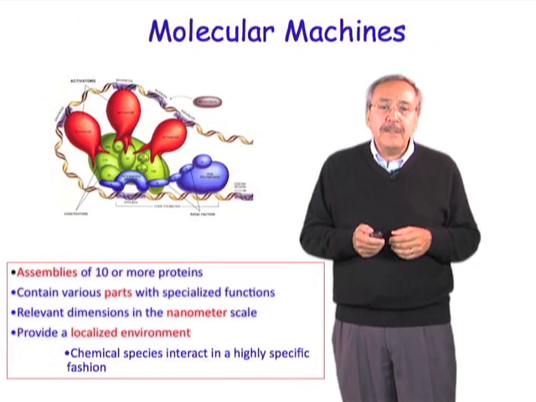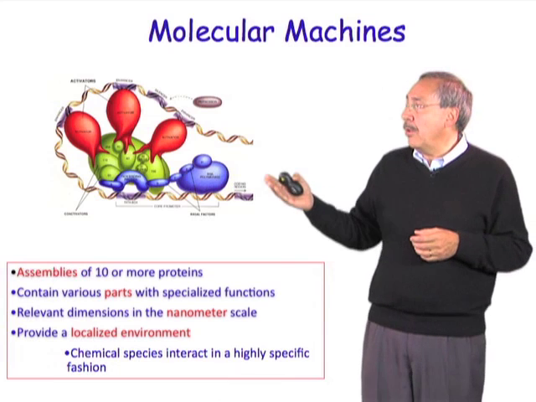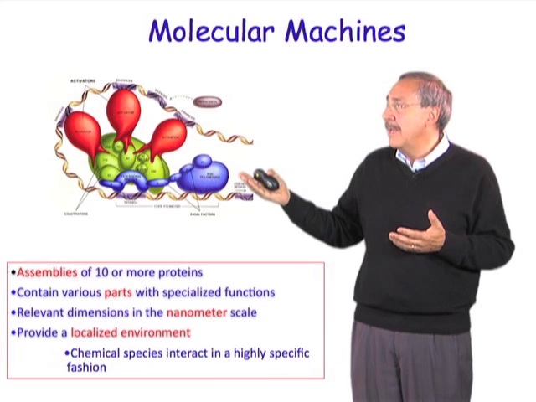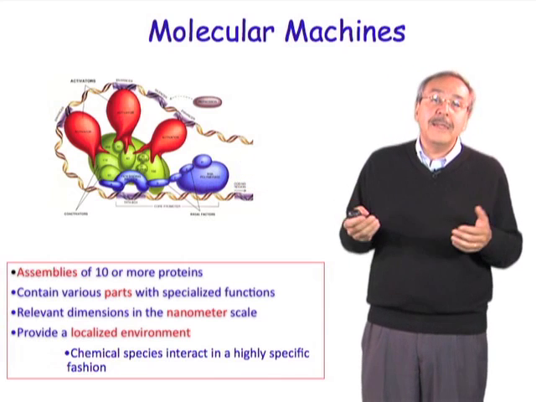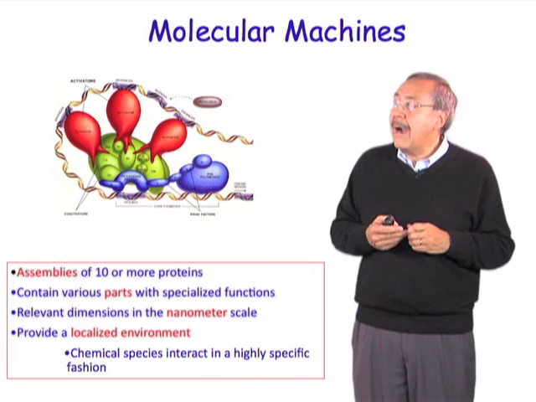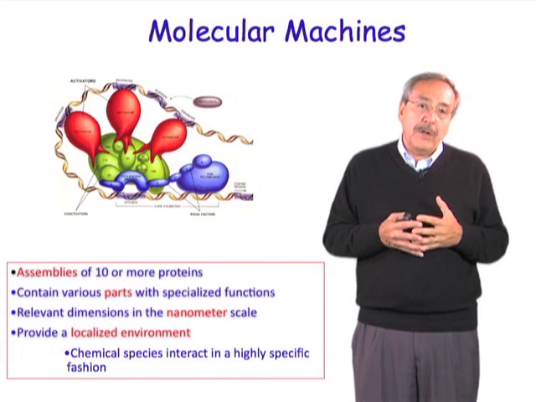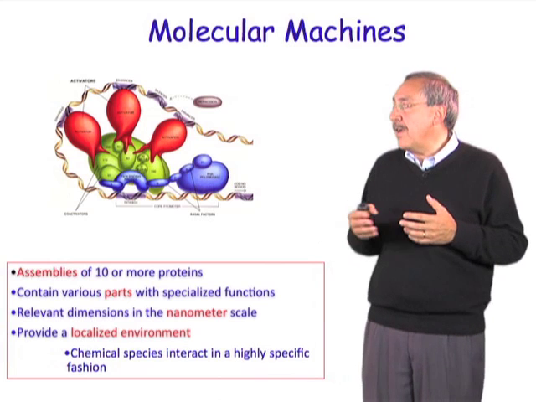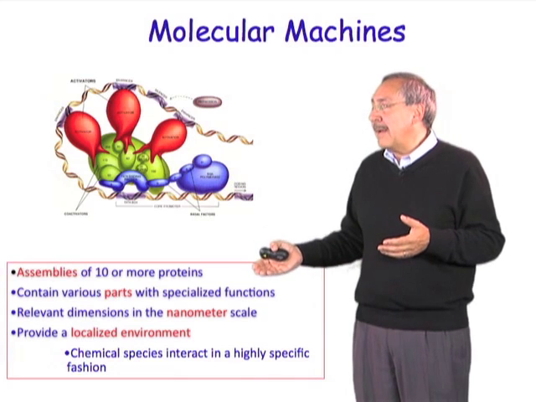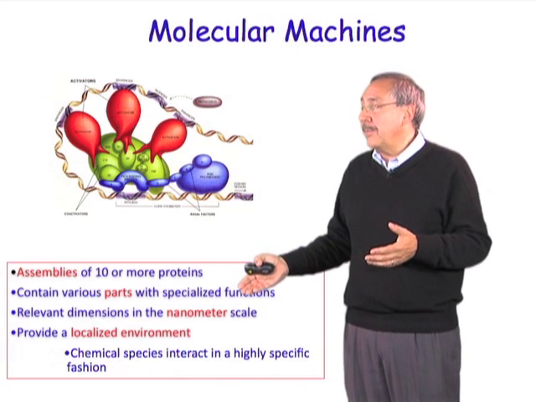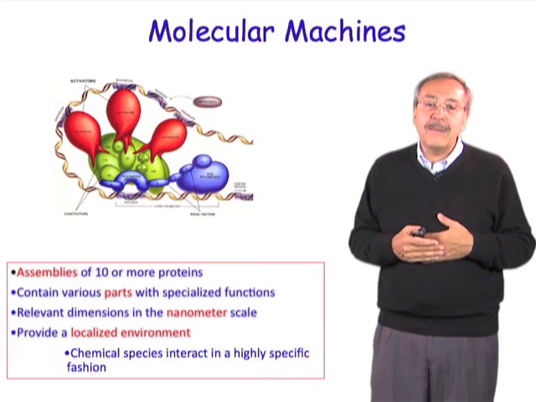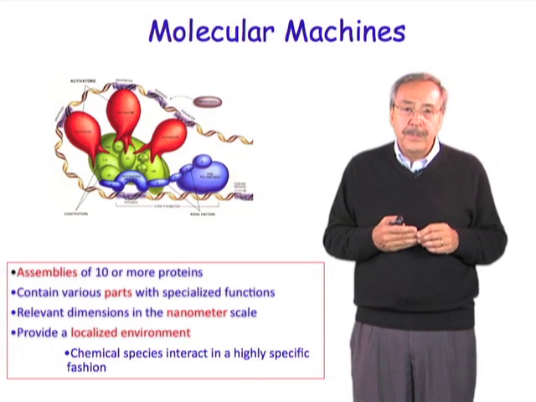These molecular machines, for example the molecular machine responsible for the initiation of transcription in eukaryotic cells, which has more than 60 proteins involved, are responsible for one particular function. They contain various parts with specialized functions. They have dimensions that are in the nanometer scale because they are very, very large. And often they provide a localized environment for reactions to occur, right?